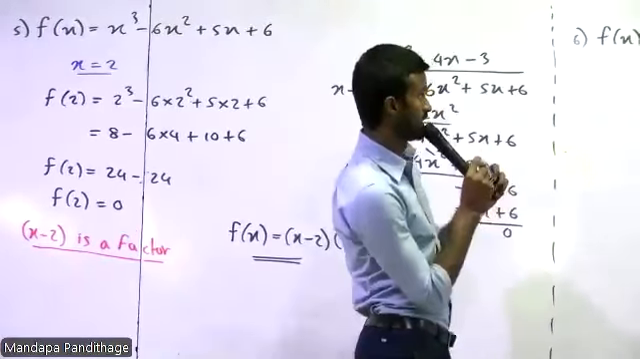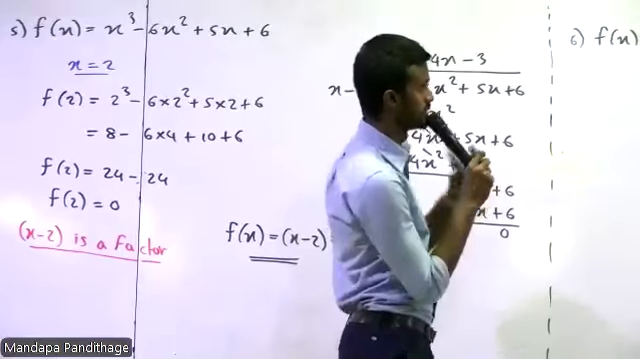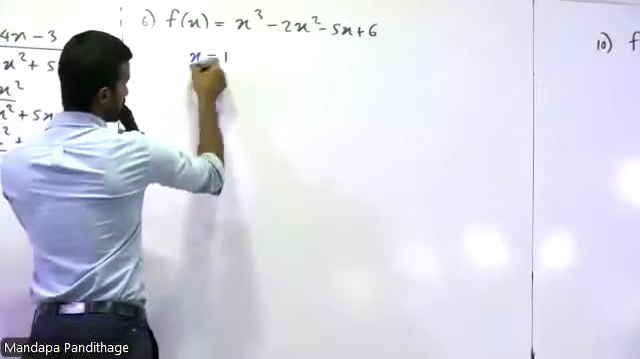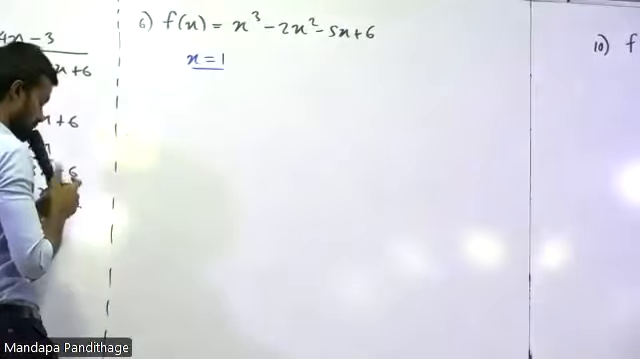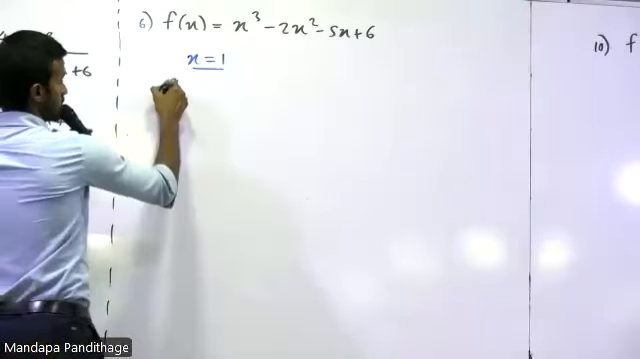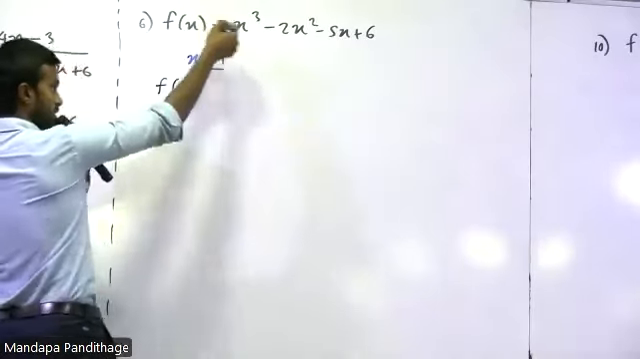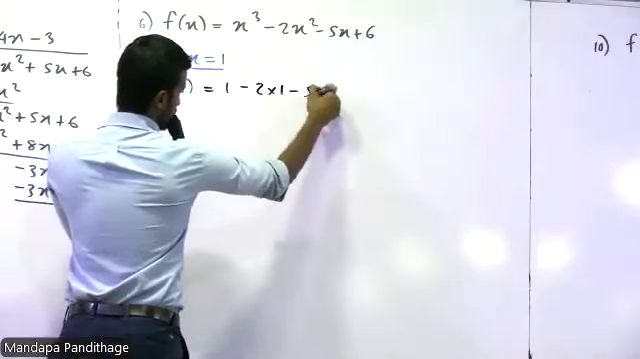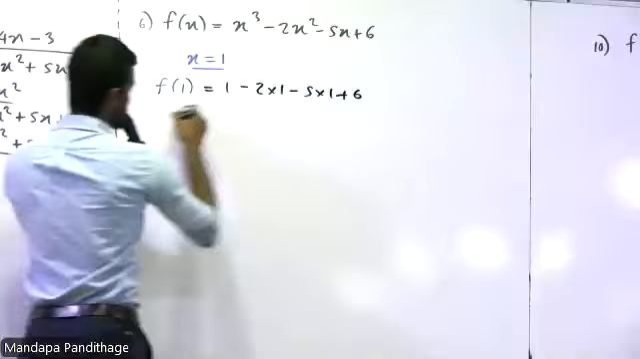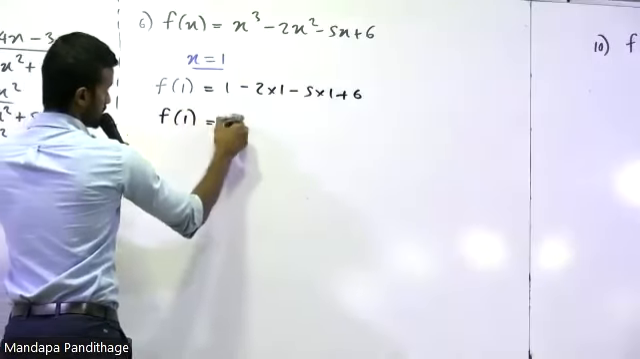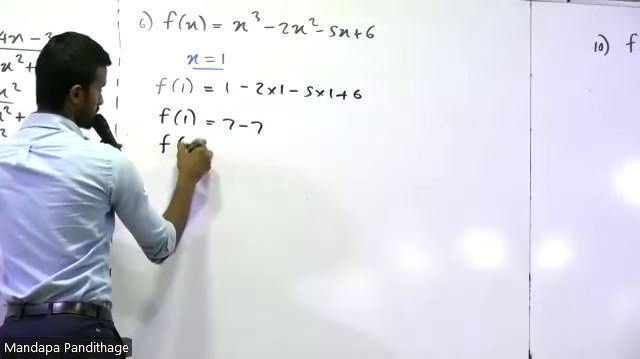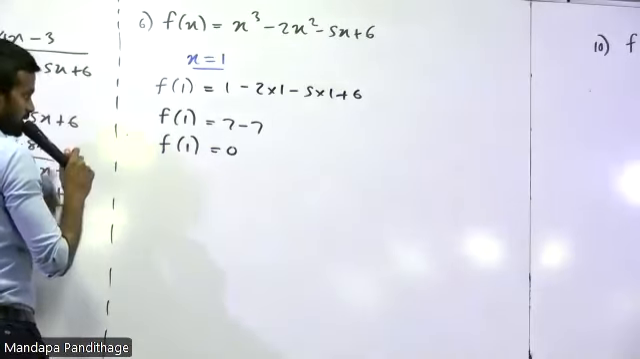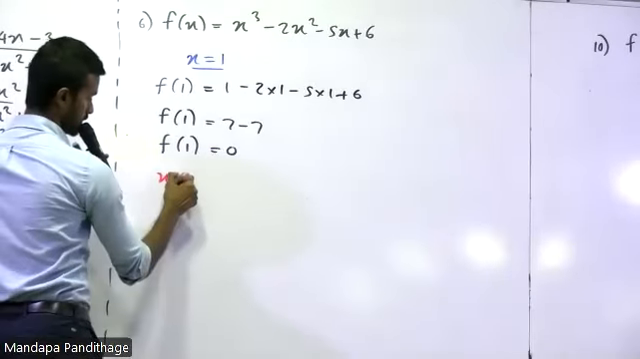So here I can clearly say when I put x equals 1, it becomes 0. No? It becomes 0. So F1 is 0, I can see. That's why I'm substituting: 2 into 1, 5 into 1 plus 6. It's 7 minus 7, it's 0. So F1 is 0. Then you can say that x minus 1 is a factor.